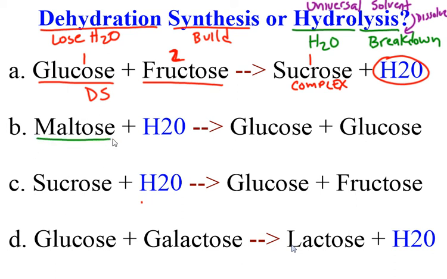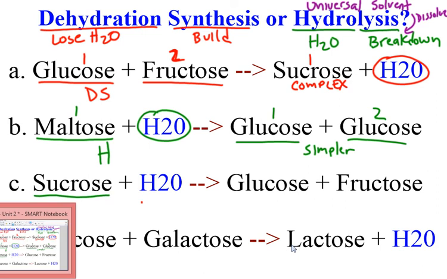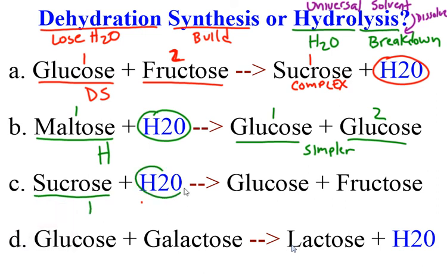With letter B, we have one thing, and then we're adding water to it, and this becomes two things. So we are becoming simpler because one thing became two. This is going to be our example of hydrolysis. Same thing with the next one. Sucrose is table sugar. One thing. Add water. We break that down into two things. So we are simpler again.